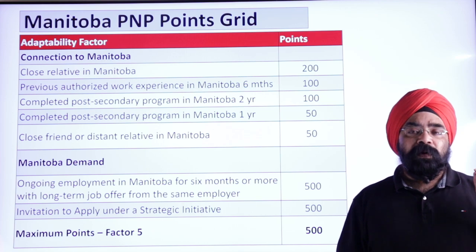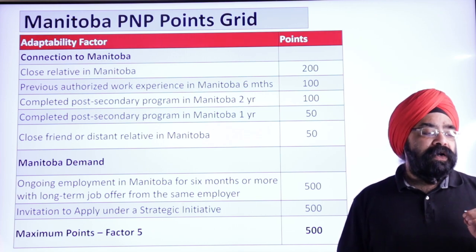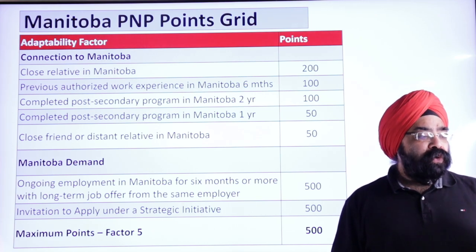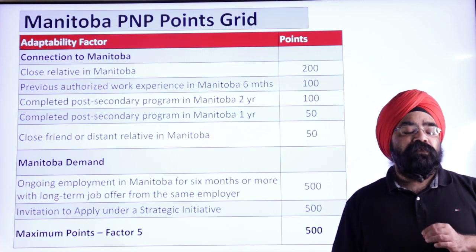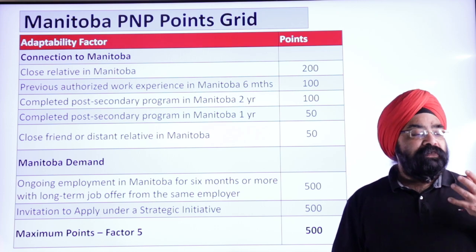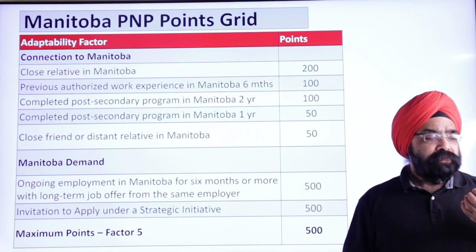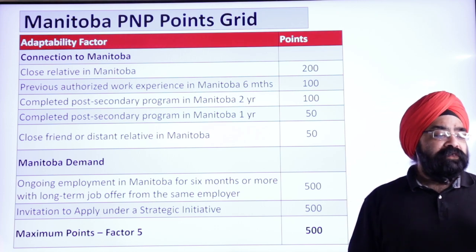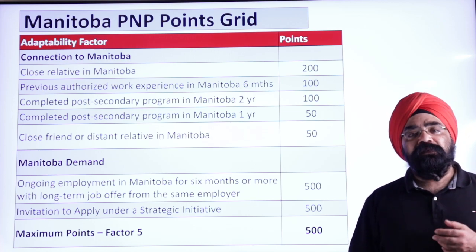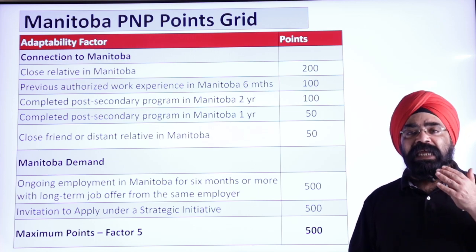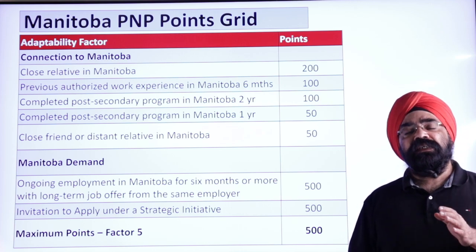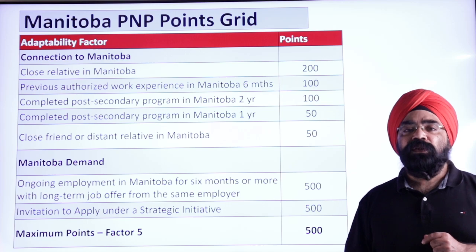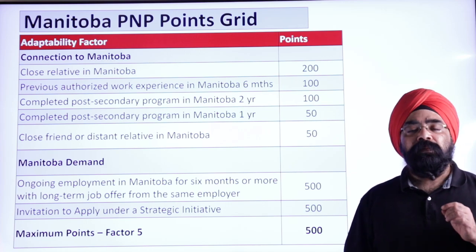There is Manitoba demand also. The Manitoba demand is usually for ongoing employment in Manitoba for 6 months or more with a long-term job offer from the same employer. That will give you 500 points. You can also get 500 points under strategic initiative. So these are different categories. If you score here, there are very high chances you will be able to easily get the PR through Manitoba PNP.